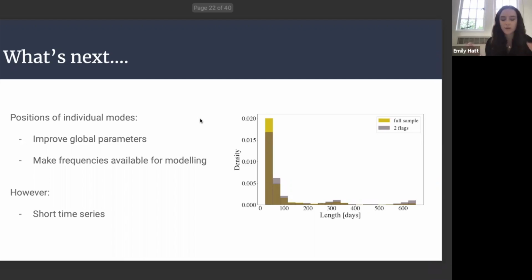Okay, but you might say, but how many stars do you actually expect to be able to peak bag, given the majority of stars observed by TESS are only observed for a few sectors? So you can see of the ATL, the distribution in length here. And yes, the majority of them are short data sets. Well, actually a substantial number.